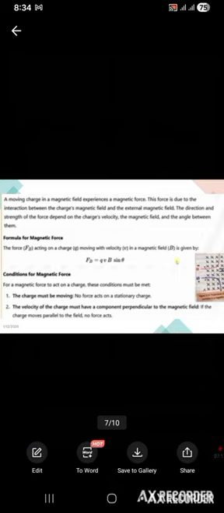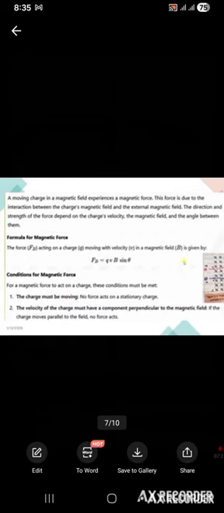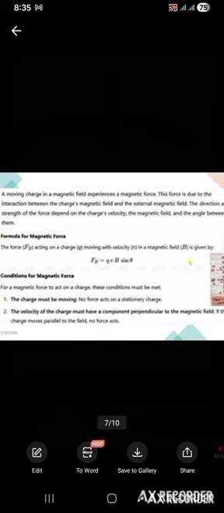The direction and the strength of the force depend on the charge, the velocity, the magnetic field and the angle between them, right? What is the formula for the magnetic force? As you can see, that is equal to qvB. In yesterday's lesson we saw that the magnetic force is equal to ILB sine theta, but here you can see there is a contradiction. There is qvB. You can convert it: when you convert the I into q over t, you will see that such a transformation of this formula can be made, right?